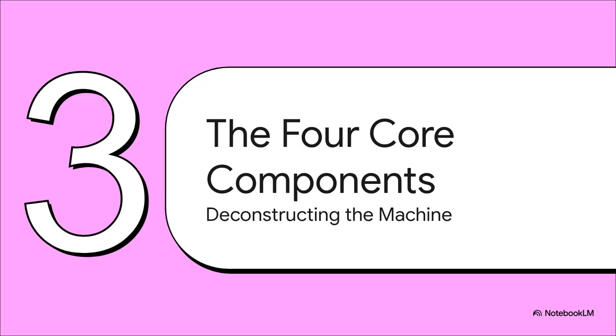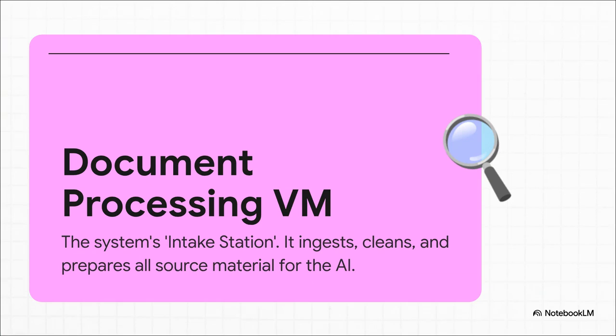So let's deconstruct that machine. We're going to zoom in on that architecture diagram and look at each of those 4 VMs one by one so you can really understand the critical role each one plays in this digital production line. First up is the document processing VM. This is your intake station. Its only job is to grab all your source material, like using an AI called Whisper to transcribe audio files or PyMuPDF to pull text from documents. It cleans everything up, chops it into manageable pieces, and basically gets it all ready for the AI brain to understand.